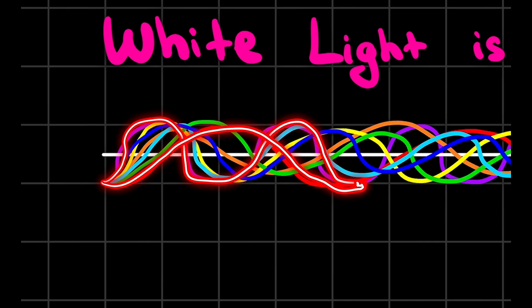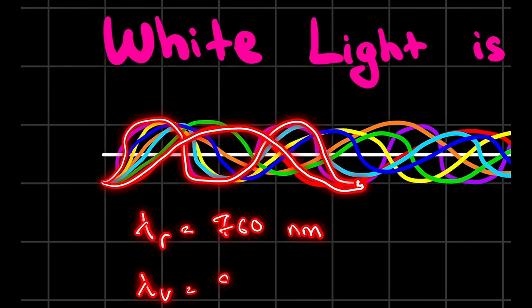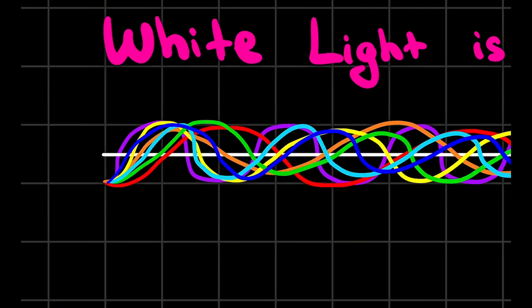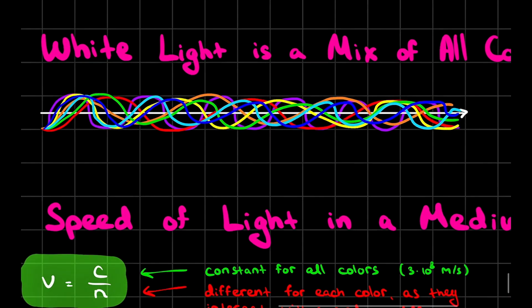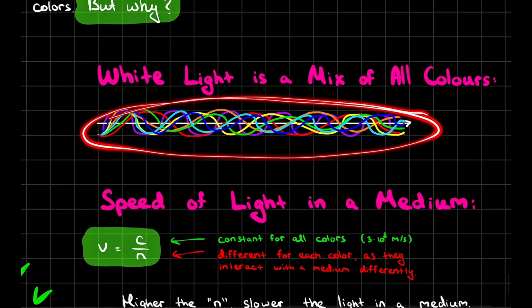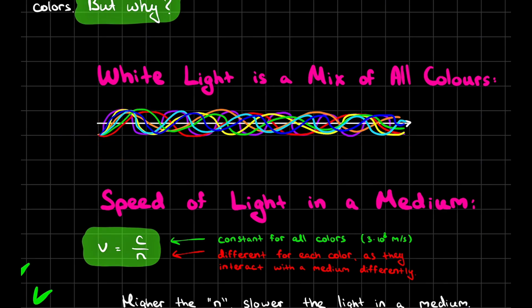Why? Because red has a wavelength. Lambda of red is 760 nanometers, and lambda of violet is 380 nanometers, which is twice as low as red, right? And as you can see, in one wavelength of red, you have two wavelengths of violet. This is one wavelength of red. This is two wavelengths of violet. And it's pretty much logical. So if you mix all those wavelengths, then you will have white light, okay?